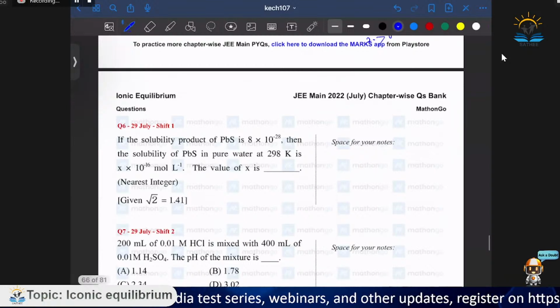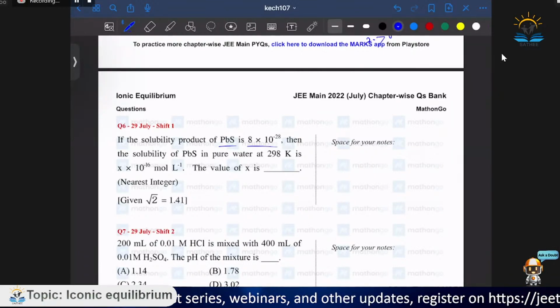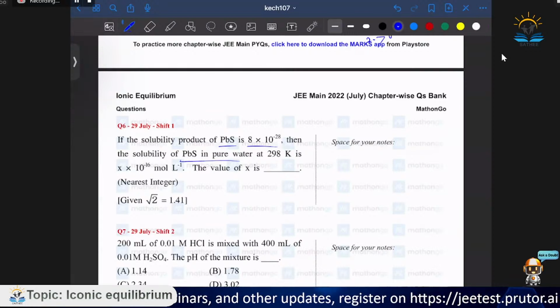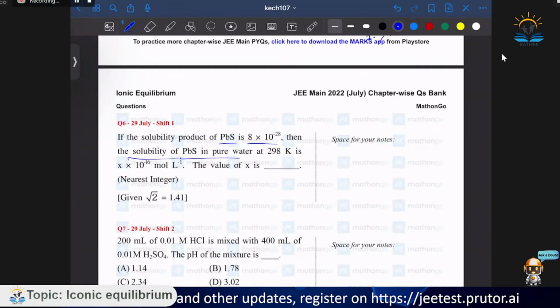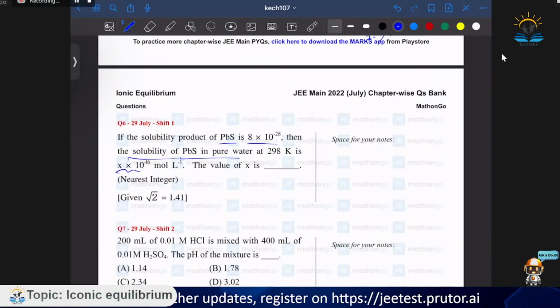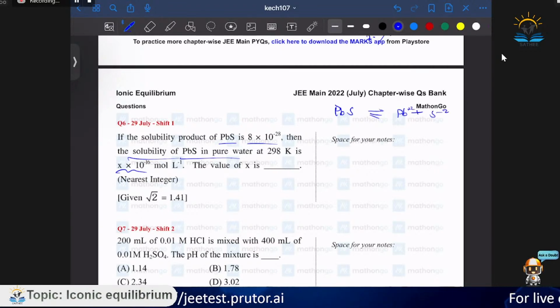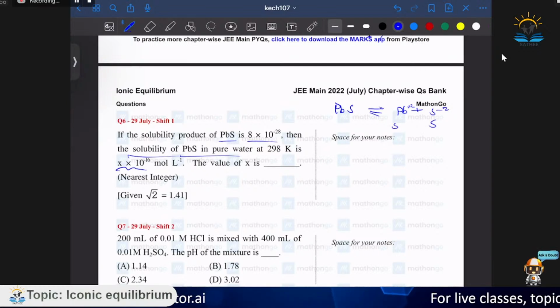The solubility product of lead sulfide is this. Then the solubility of lead sulfide in pure water is X into this. They have given KSP. Lead sulfide, if it breaks down, it will break down as lead plus sulfide like this. And this is going to be the solubility.